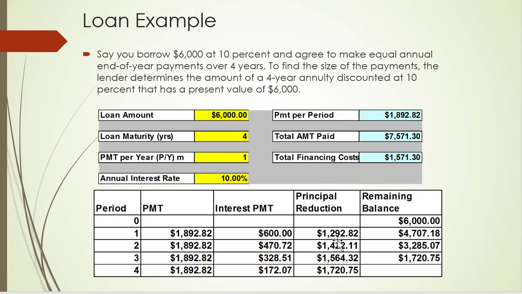$6,000 minus $1,292 leaves $4,707. And likewise, we continue that to the very last payment, where you see at the end, the loan is completely paid off. So that is loan amortization.